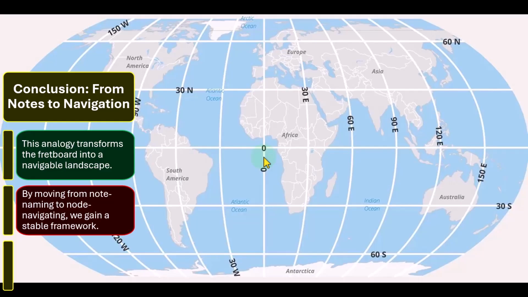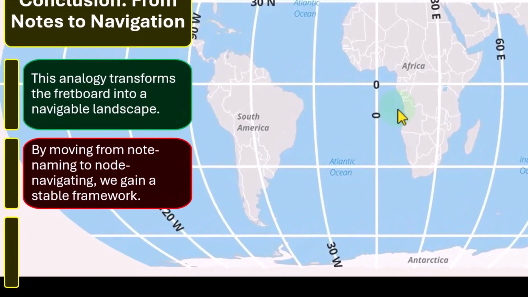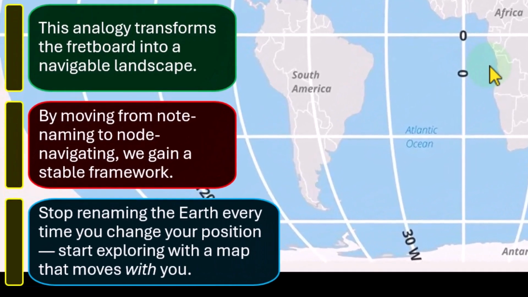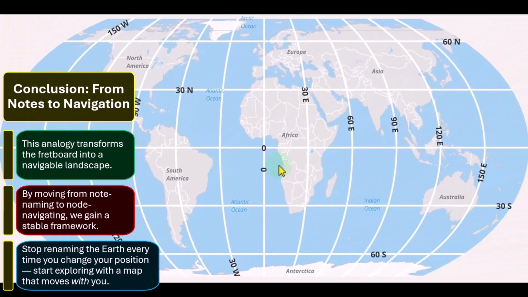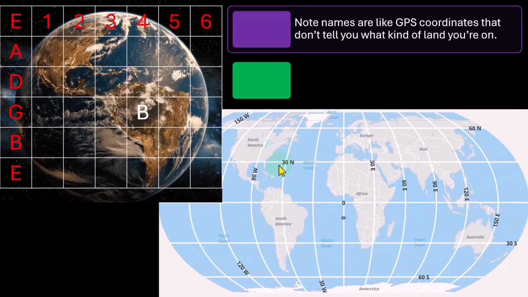I mean, everything, particularly on the guitar, should be movable. It's like an Excel spreadsheet: you should be able to copy and paste it. If something is not presented that way, it's not presented optimally. So stop renaming the earth every time you change your position. Start exploring the map that moves with you.